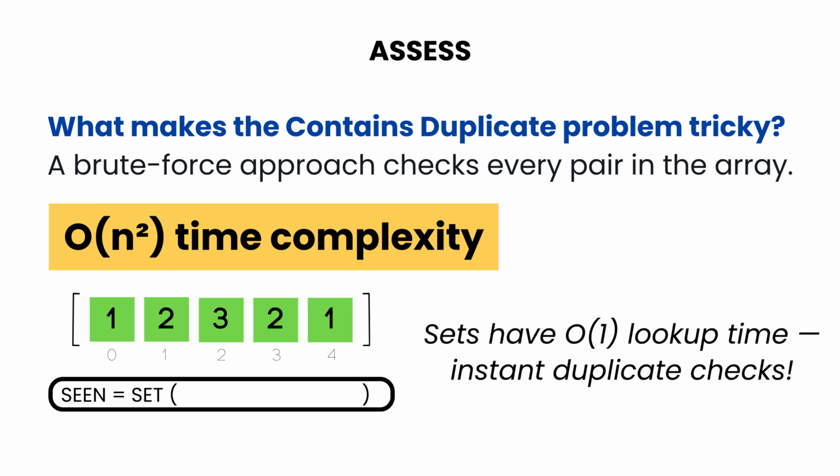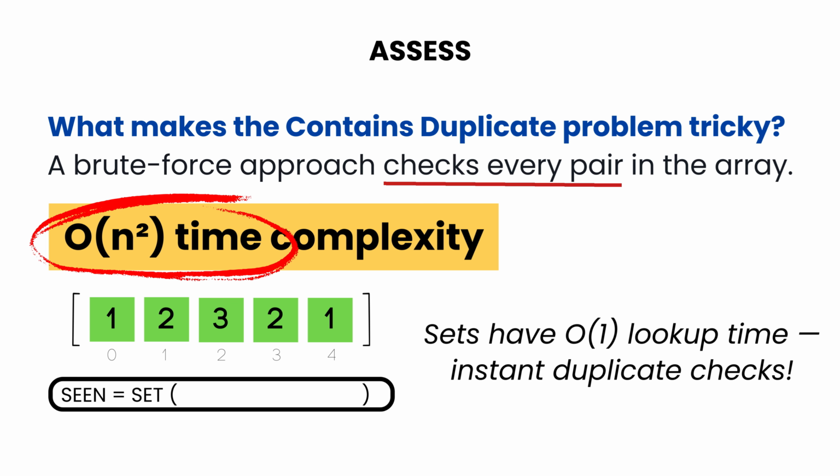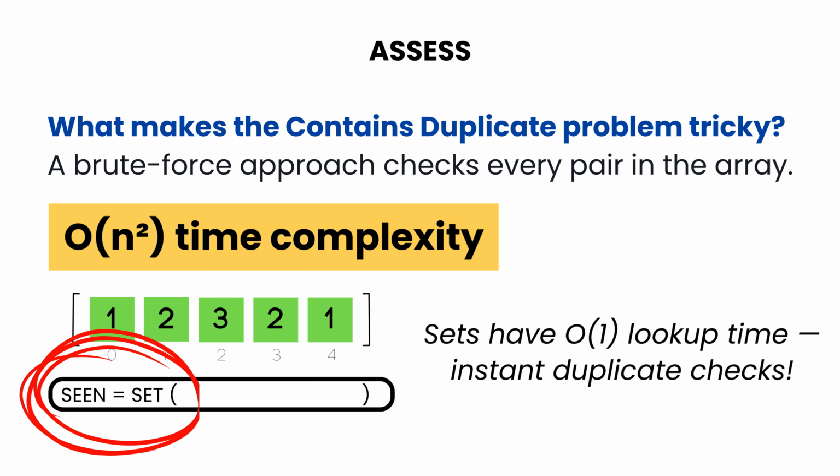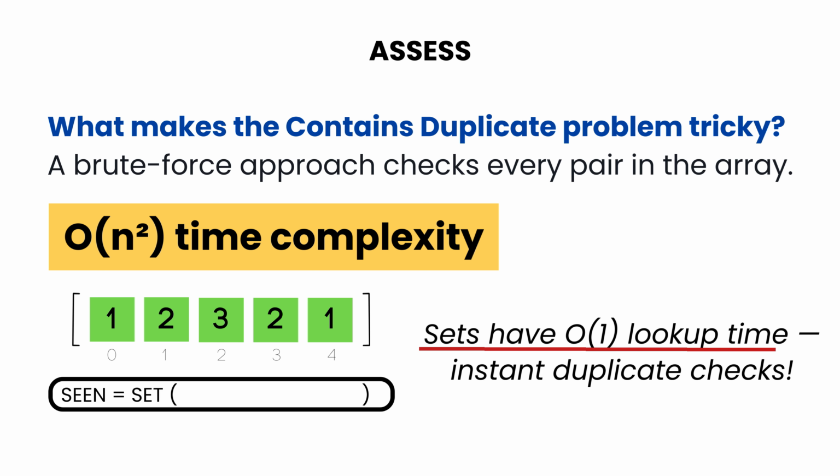Now let's assess our options. A brute force approach would check every pair, O(n²) time, but that's slow for big arrays. Instead, can we use a set to keep track of what we've seen as we scan the list? Sets in Python have O(1) lookup time, so this lets us check for duplicates instantly as we go. This gives us an efficient O(n) time and O(n) space solution.